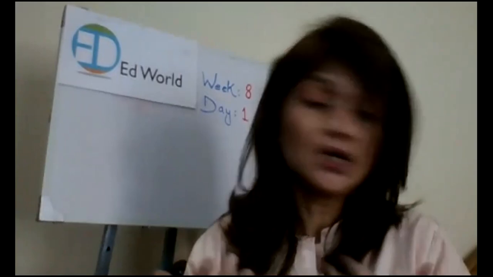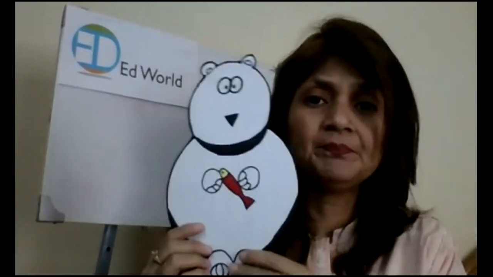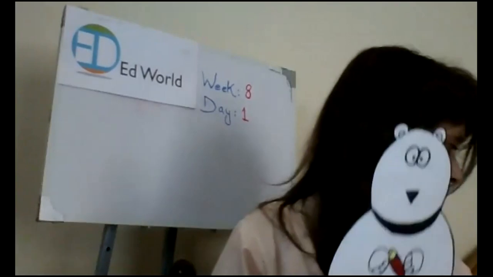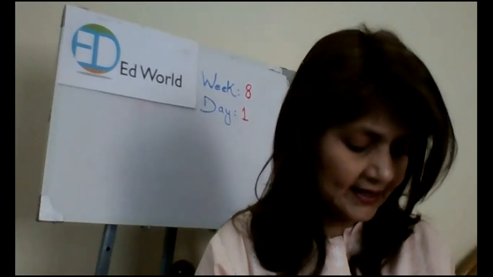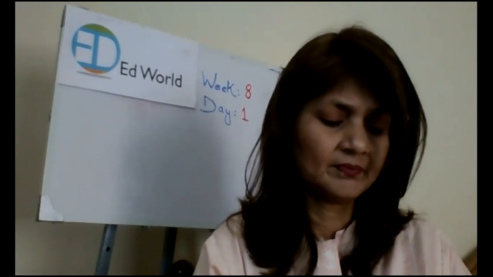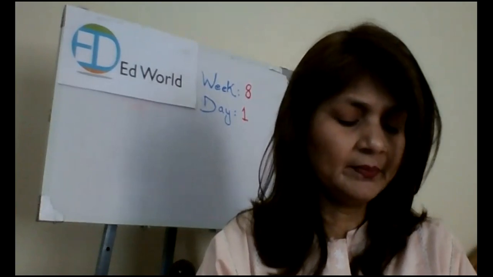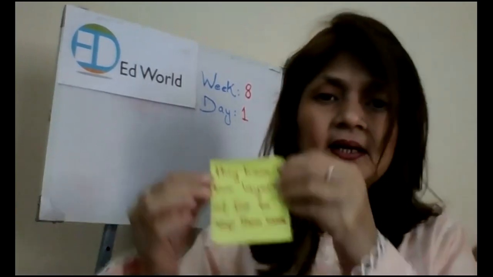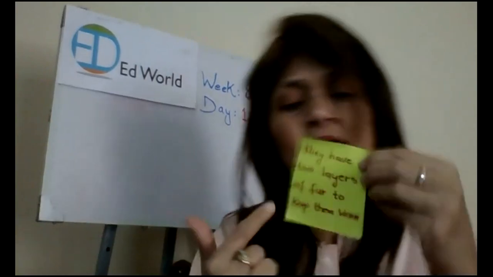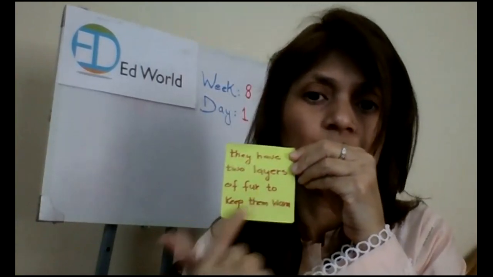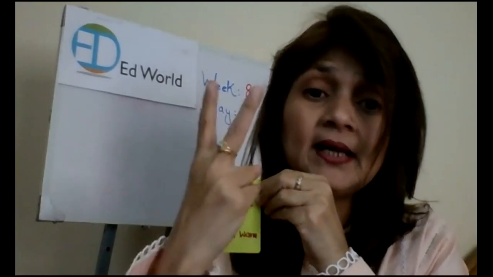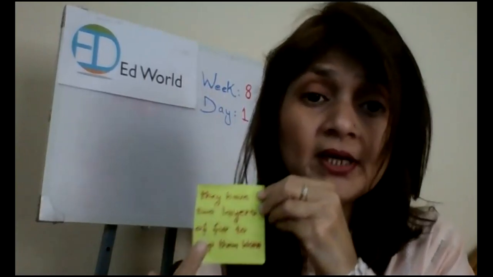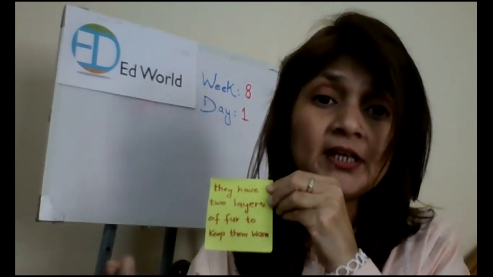And there are certain reasons also. And what are those reasons? You can see my polar bear? Okay. Now, the first reason is this. The first and very important one is they have two layers of fur to keep them warm. Now, how many layers do they have? They have two layers of fur that help them to keep warm.